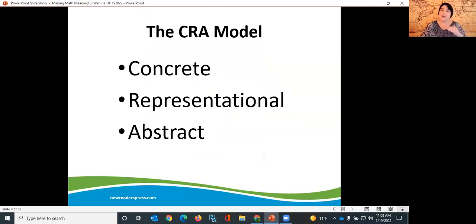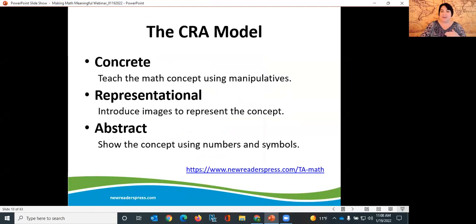And so the concrete, representational, abstract model incorporates teaching the math concept using specific manipulatives, then transitioning into the representational image to represent that concept, and then again taking the next step into the abstract, where you're actually showing the concept using numbers and symbols. And so many of my students were like, just show me the steps, just show me the steps. I'll remember it. And what they were trying to do was to just stick with procedures over and over again, procedure after procedure. And that wasn't working for them.